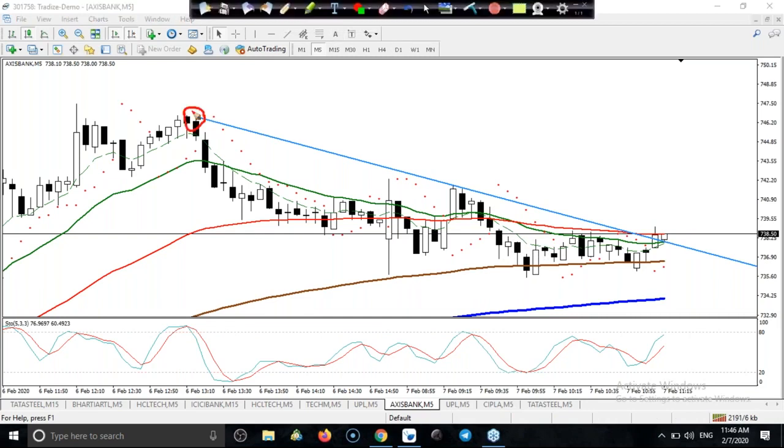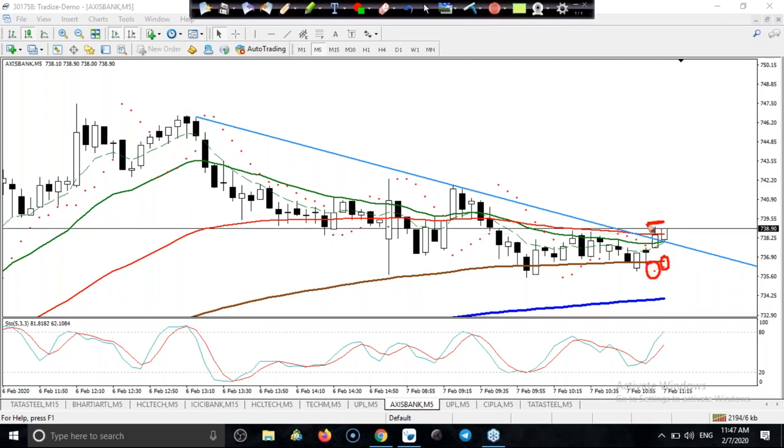We connect the higher point here and they broke this resistance line, and stochastic is telling us it is time to buy. And next you can see a parabolic circle forming below, and we are looking for a breakout. If price breaks this area, we'll buy here. All right, now.